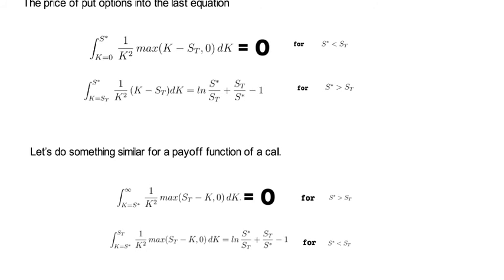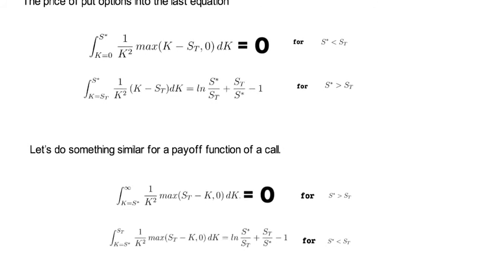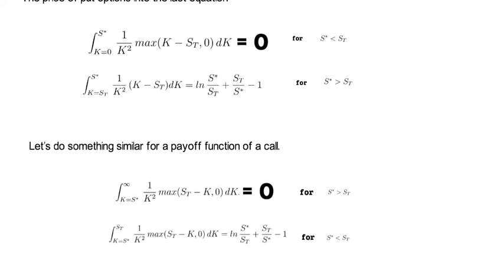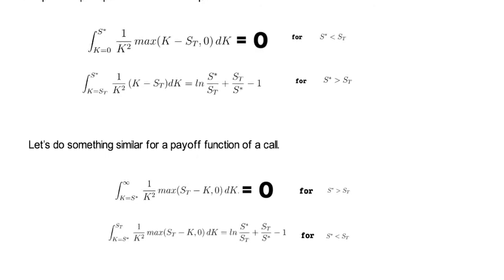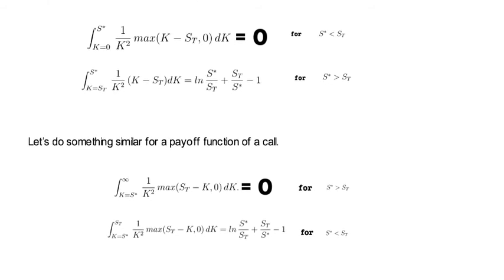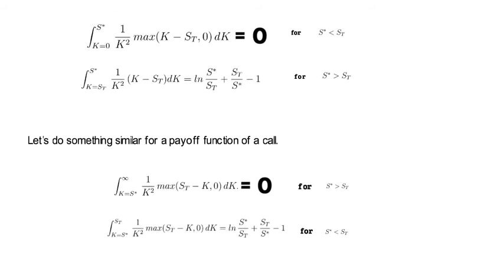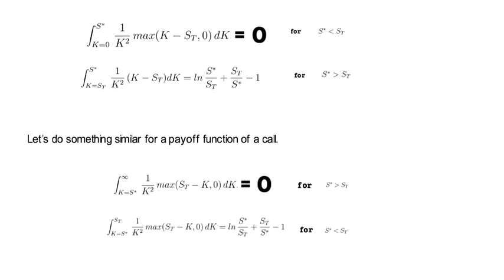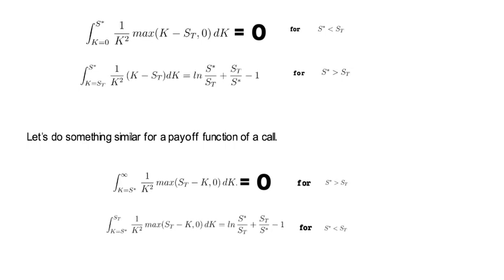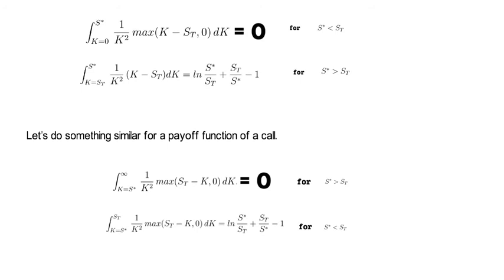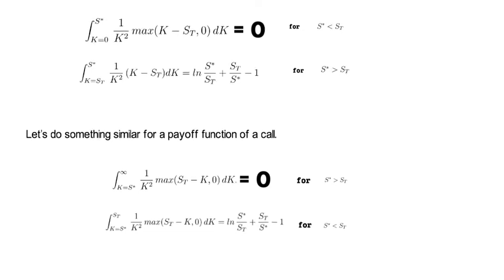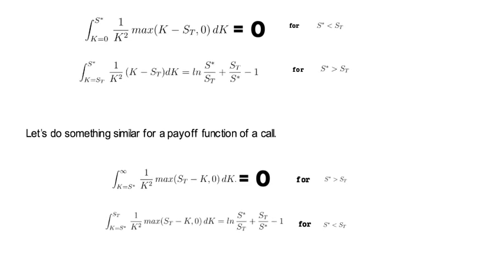Now since S_T is larger than S star, that integral is well defined. Just do the integration. And the reason why I pause for a minute is I still have the max function, but here I see that S_T is larger than S star, and therefore the max of S_T minus K and 0, K going from S star to S_T, is always S_T minus K. Alright, so therefore that integral should really be just the integral of 1 over K squared times S_T minus K integrated over K, where K goes from S star to S_T. Solving that integration, you end up with the log of S star over S_T plus S_T over S star minus 1.